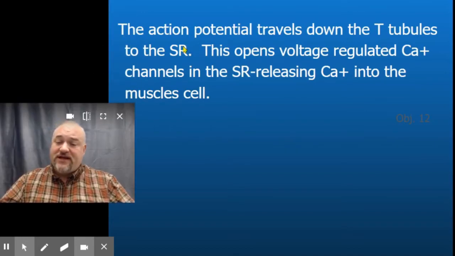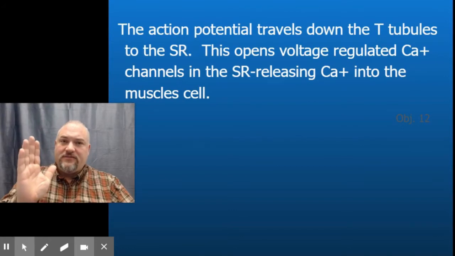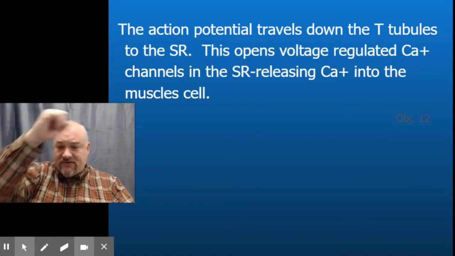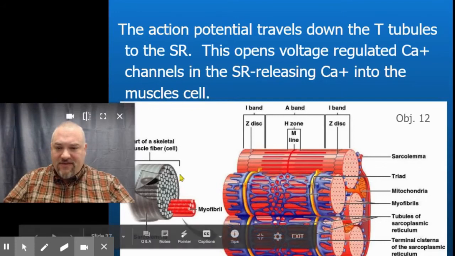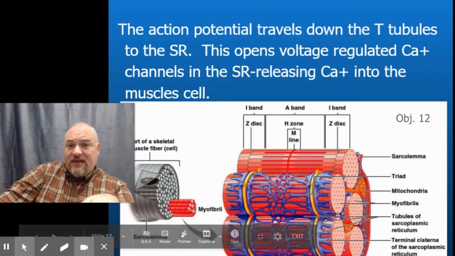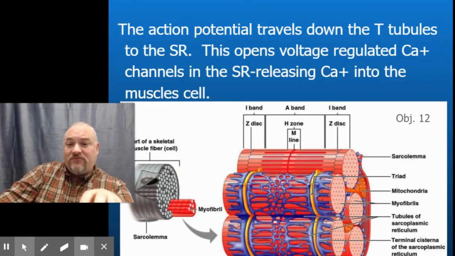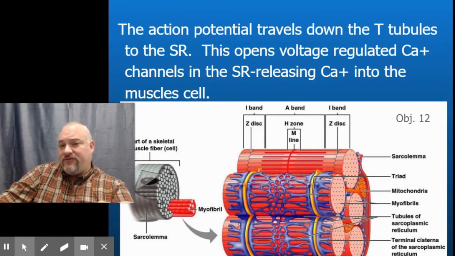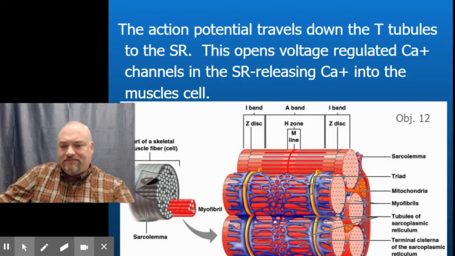Okay. That action potential is going to travel down the cell membrane, then down the T-tubules, these yellow things, and into the sarcoplasmic reticulum. The sarcoplasmic reticulum is storing calcium ions, and it's able to release them or reabsorb them. When it gets this signal, voltage-regulated calcium channels are going to open up again, and they're going to let calcium leak out of the sarcoplasmic reticulum and into the myofibrils, to the sarcomeres. Okay? And that calcium is going to trigger the next step in the process.